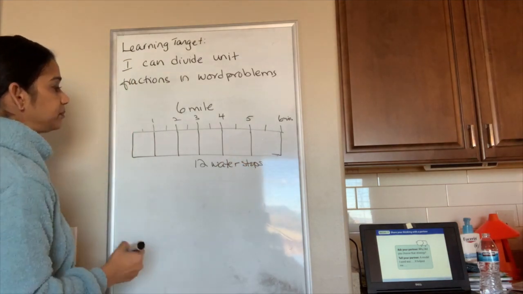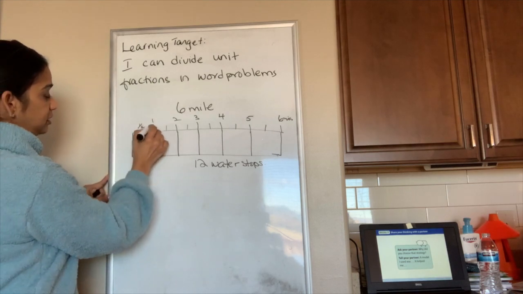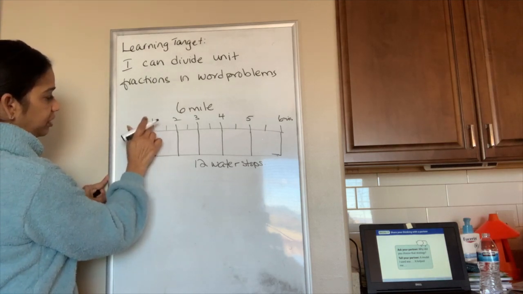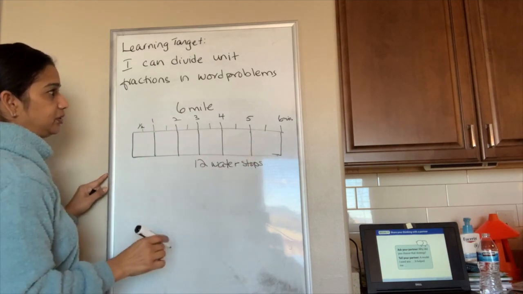Do we see that? Because this is a half mile, you have a water stop at a half mile. This is another half mile, so you'll have another one here, and another one here, and another one here, and so on and so on.